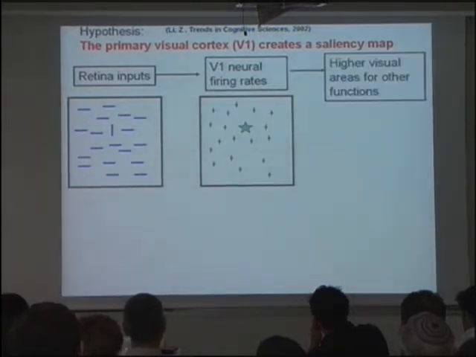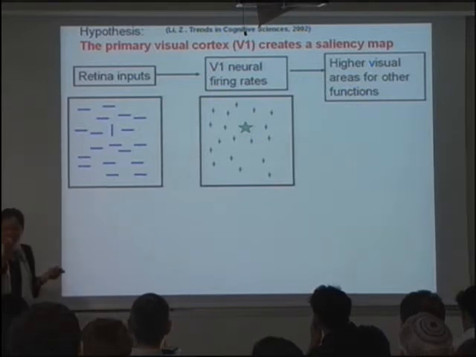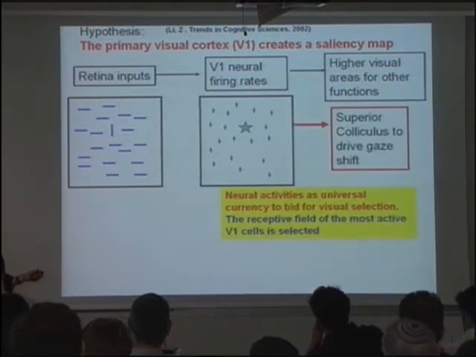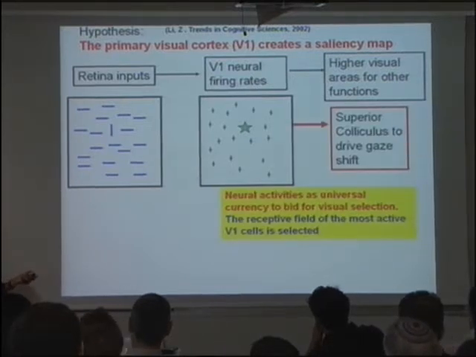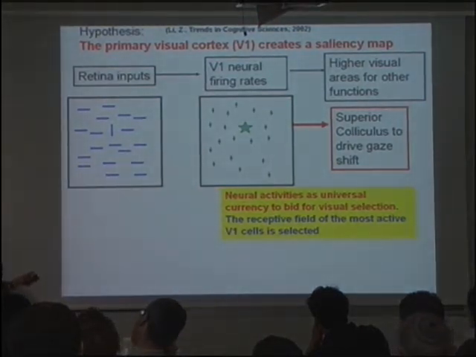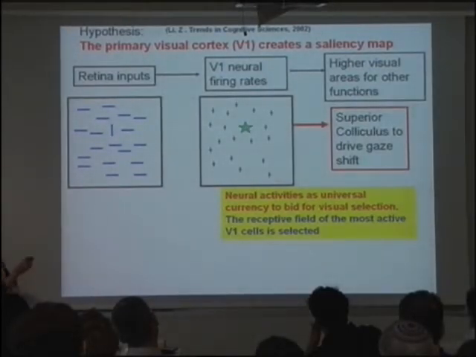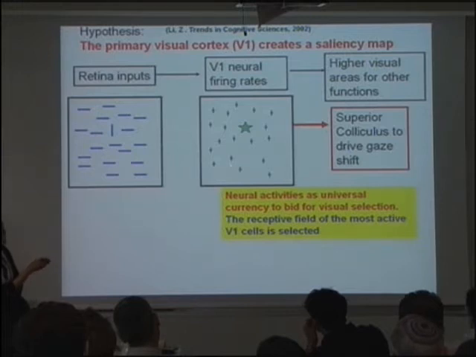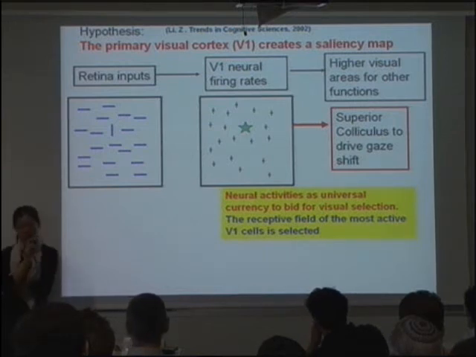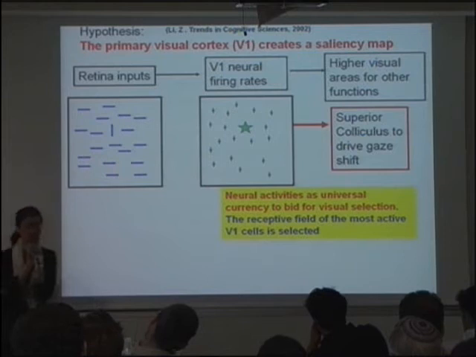And then you say, oh, okay, then this is sent to V2 in a higher area, and that's for decoding, but only after you select what's to decode, and you select through superior colliculus. Turns out that the major input to superior colliculus is V1, huge bundles of anatomical connection to it. So let's say this vertical bar excites 20 spikes per second, and horizontal bar 1 spike per second. And superior colliculus doesn't care that this vertical bar gives 20 spikes or 1. It just looks at the currency. The firing rate is the universal currency, bidding for saliency.